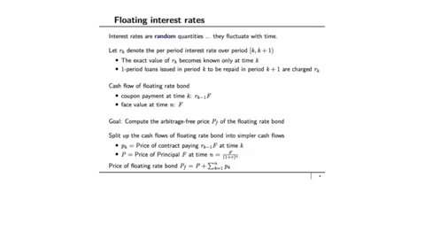The cash flow of a floating rate bond is connected to these floating interest rates. The coupon payment at time k is determined by the floating rate at time k minus 1, so it's going to be R_{k-1} times F. Here we are assuming that the coupons are annual coupons. If it's semi-annual coupons, then it's going to be the semi-annual rate rather than the annual rate R_{k-1}. The face value that you receive at time n is fixed, F. Our goal is to compute the arbitrage-free price, P_f, for the floating rate bond.